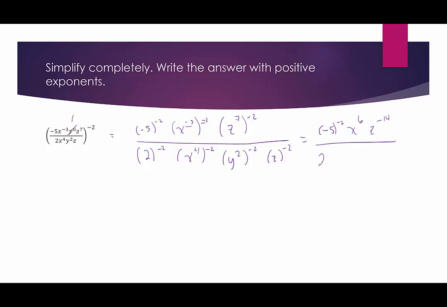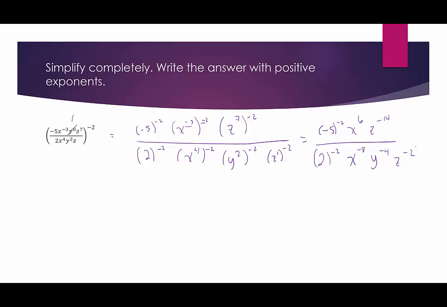In the denominator, I'm just going to leave it as 2 to the negative 2. This would become x to the 4 times negative 2 is negative 8. 2 times negative 2 is negative 4. And this would have an exponent of 1. This would just become z to the negative 2.